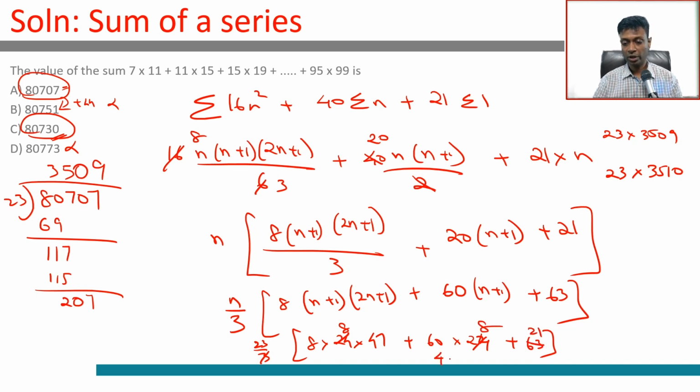60 into 8 is 480. This is 21. This also does not end in a 0. So 8 into 8 is 64. 4 plus 7, 28. It ends in a 1. So this should be this. This number does not end in 0. I'm going to go for this.